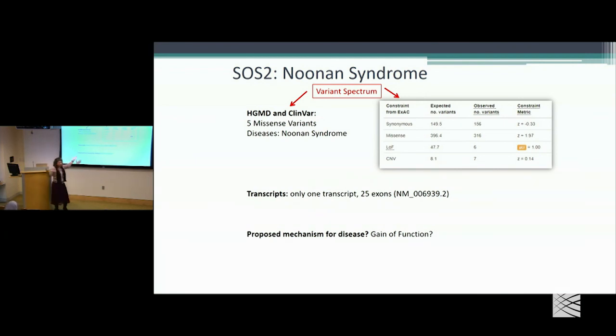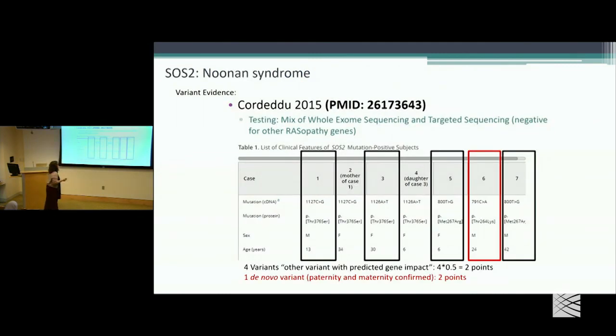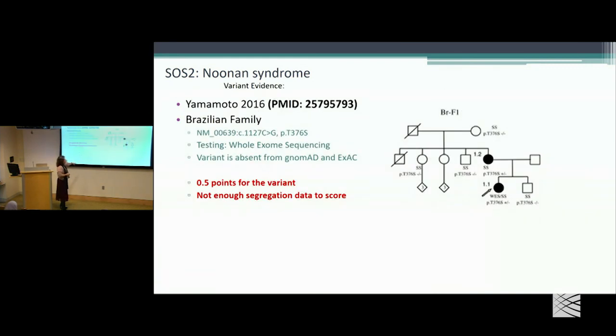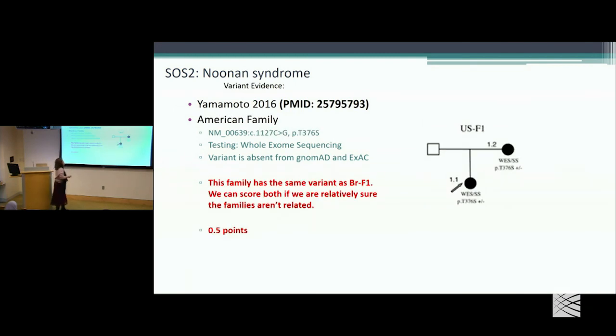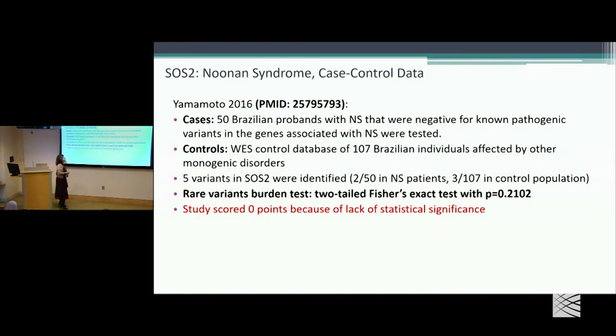So all we've got is 5 missense variants at this stage. And these are the 5 different variants, or I should say 5 different probands. One of them was de novo. Here's the family with only 1 segregation, so that was not enough to score it. 0.5 points for this variant. The de novo occurrence where maternity and paternity were confirmed got 2 points. Here's another family, half a point for that.